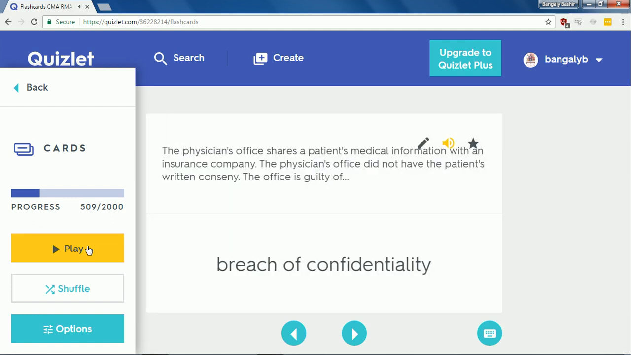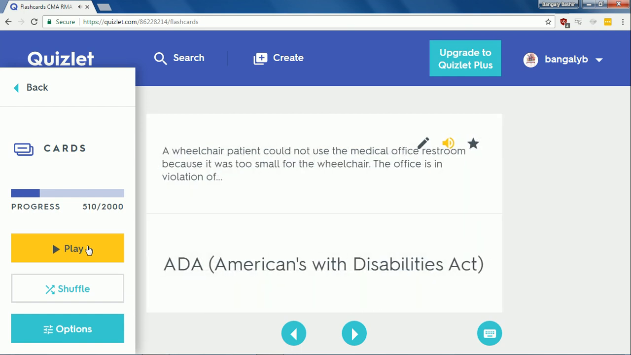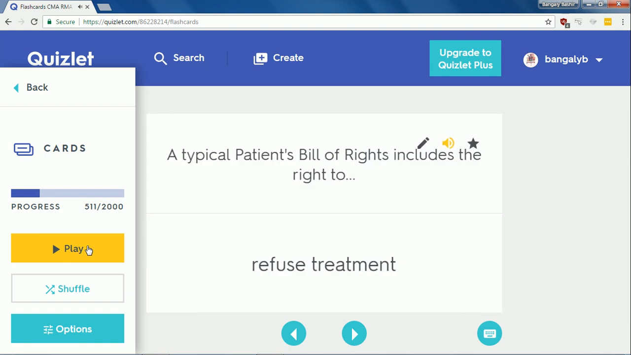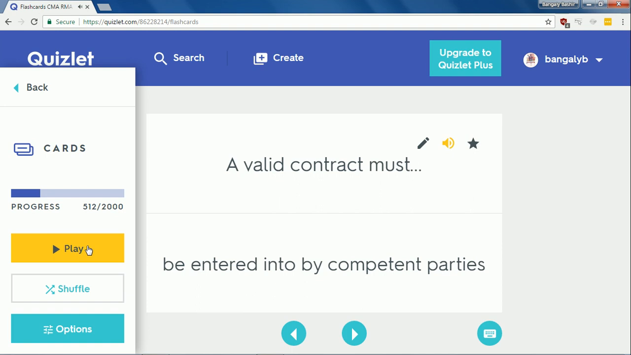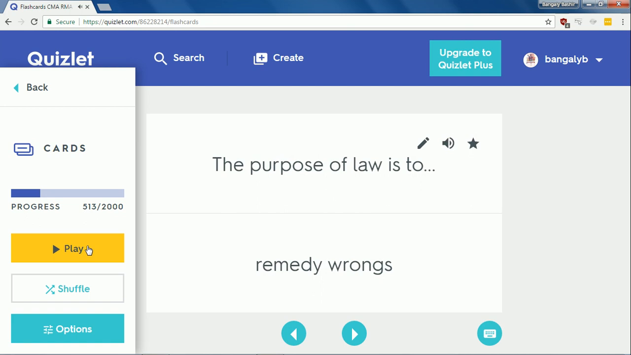The physician's office shares a patient's medical information with an insurance company. The physician's office did not have the patient's written consent. The office is guilty of breach of confidentiality. A wheelchair patient could not use the medical office restroom because it was too small for the wheelchair. The office is in violation of ADA. A typical patient's bill of rights includes the right to refuse treatment. A valid contract must be entered into by competent parties. The purpose of law is to remedy wrongs.